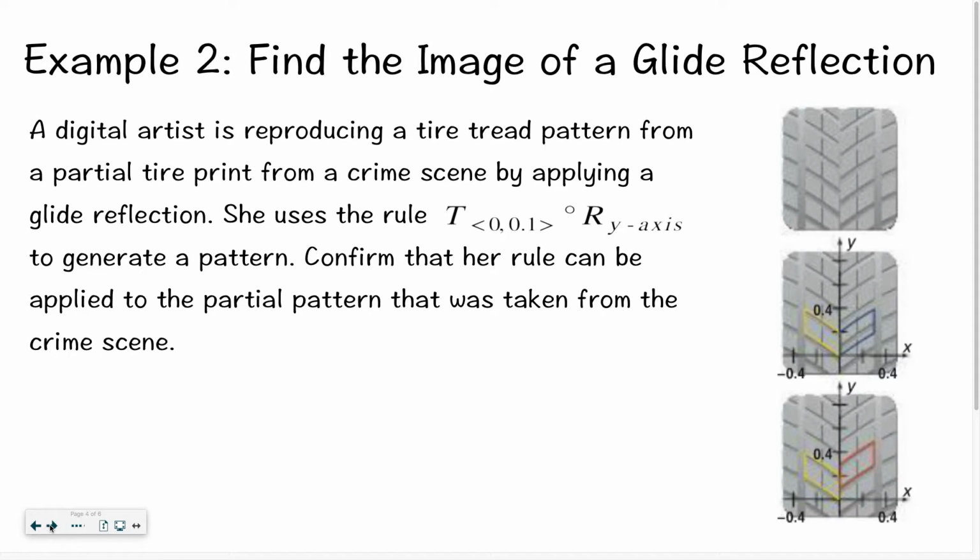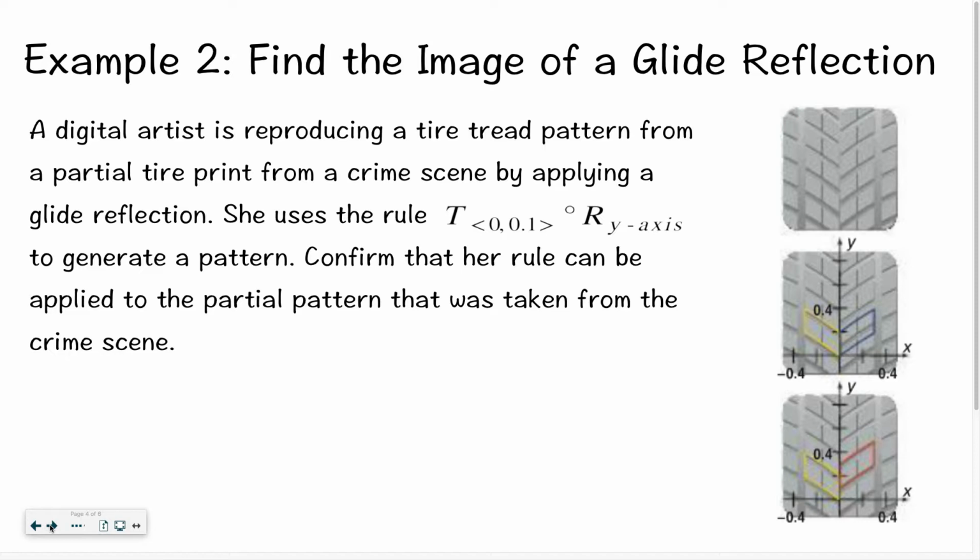Let's look at finding the image of the glide reflection here. So we have a digital artist reproducing a tire tread pattern from a partial tire print from a crime scene by applying a glide reflection. She uses the rule translate 0, 0.1 composed with the reflection over the y-axis to generate a pattern. Confirm that her rule can be applied to the partial pattern that was taken from the crime scene.